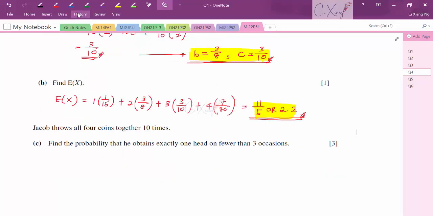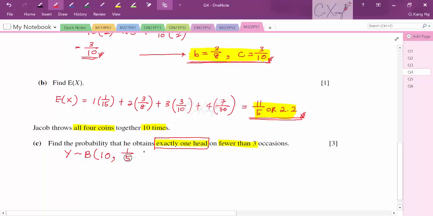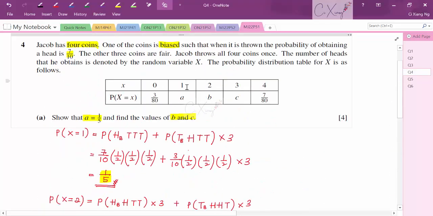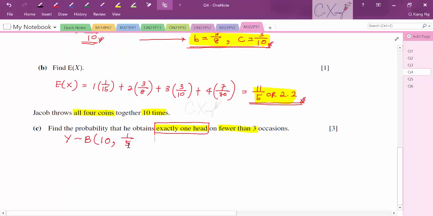Okay, so for part C, they said Jacob throws all 4 coins together 10 times. Okay, so from these 10 times, fewer than 3 times something happens. Something happens means exactly 1 head. So for this structure, generally it belongs to binomial distribution. So I'm having Y, where Y is the number of occasions. You throw them 10 times, and what is the probability of obtaining exactly 1 head? Obtaining exactly 1 head is actually 1 over 5. This is actually the A. When you get exactly 1 head, the probability is A, which is 1 over 5. Therefore, you should put 1 over 5 here.